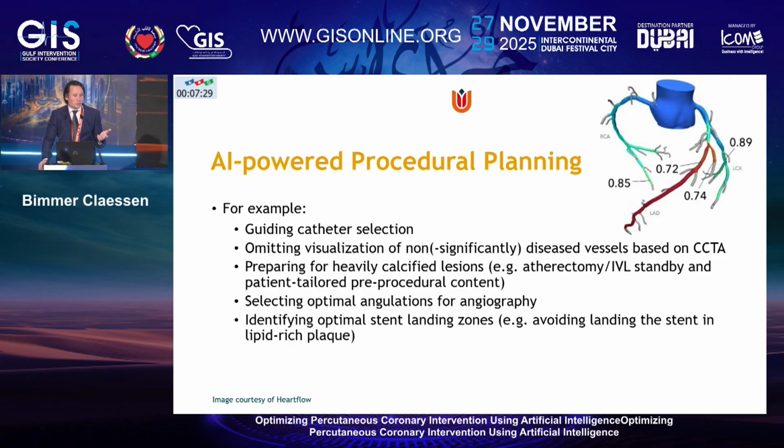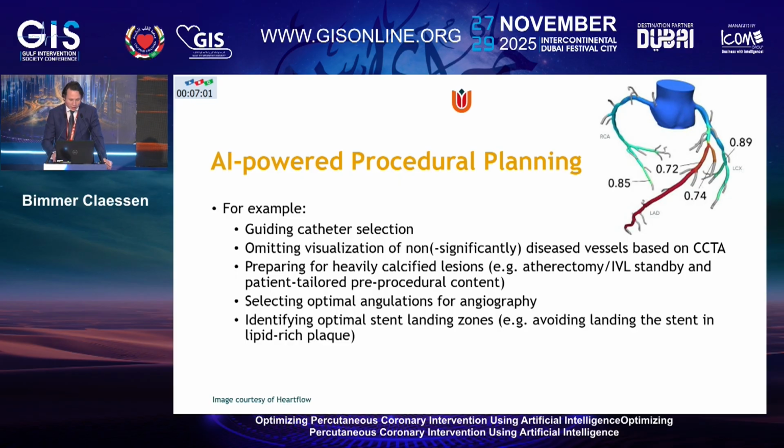We can omit the visualization of non-significantly diseased vessels, so the procedure can be faster. We use less materials, less dye, and hopefully, if we can do faster procedures, maybe we can do more procedures in a day, making our work more efficient. We can also prepare patients for heavily calcified lesions, so we can consent them in advance. We can even do a sort of a heart team in advance using just the CT, so patients will only have to go on the table once and not twice.